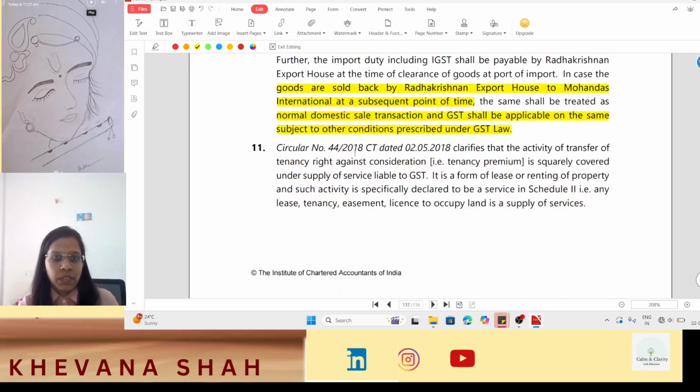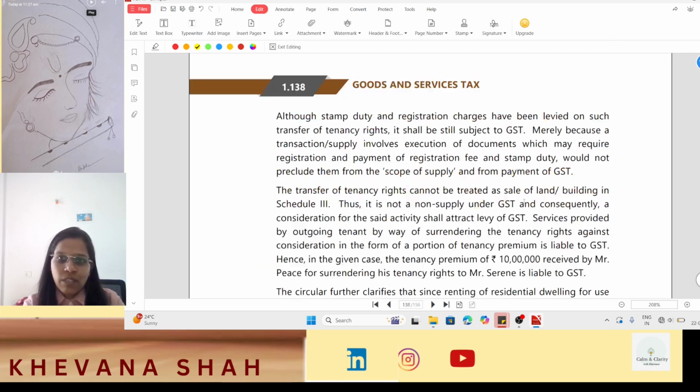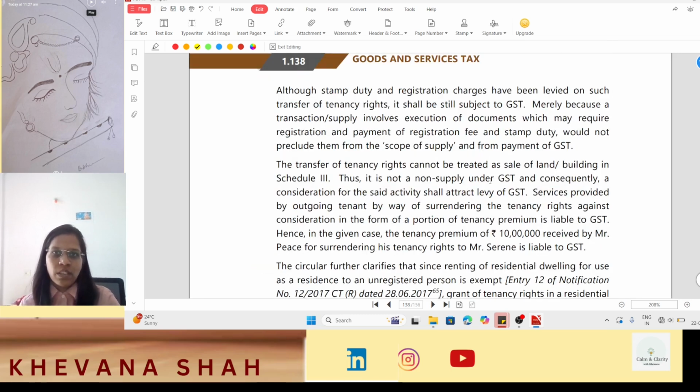See, Circular number 44/2018 clarifies that the activity of transfer of tenancy right against consideration is clearly covered under supply of service liable to GST. So tenancy premium is covered under the definition of supply of services, and it is liable to GST. It is a form of lease or renting of property, and such activity is specifically declared to be service in Schedule 2. That is, any lease, tenancy, easement, license to occupy land is a supply of services, and so GST will be leviable on the same.